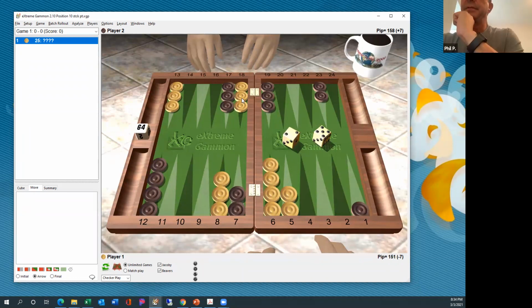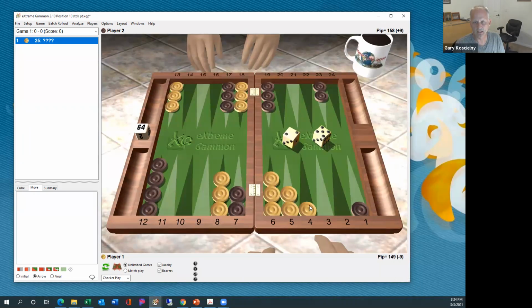Put in front of the strip point. In front of the strip point, yeah. So if you do this, you're giving him a direct shot for a checker that he wants to move, and you will go way back in the race. So that's a little dangerous.